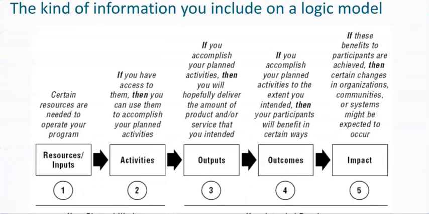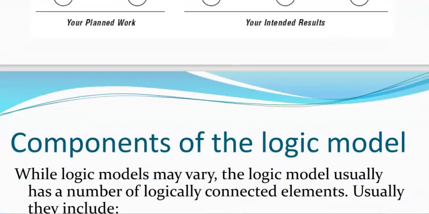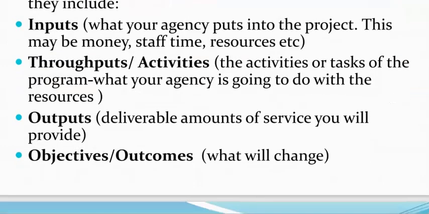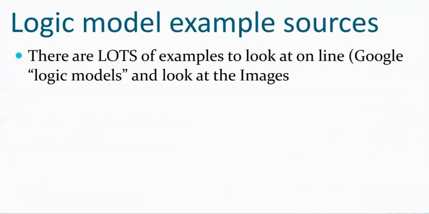The kind of information you include on a logic model are those resources or inputs, activities, outputs, outcomes, and impact. And I'll explain that also in my PowerPoint talking about those components. So the inputs, what your agency puts into the project, the throughputs or activities, these are the tasks, what your agency is going to do with those resources. Outputs, your deliverables, and then what will change.